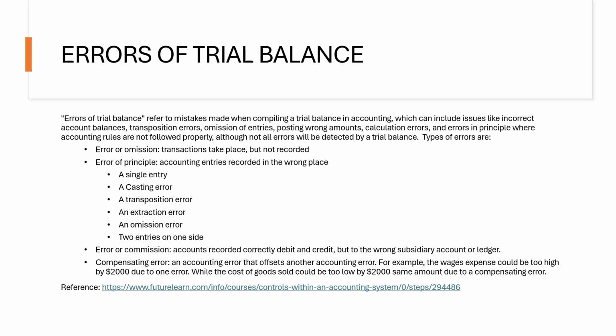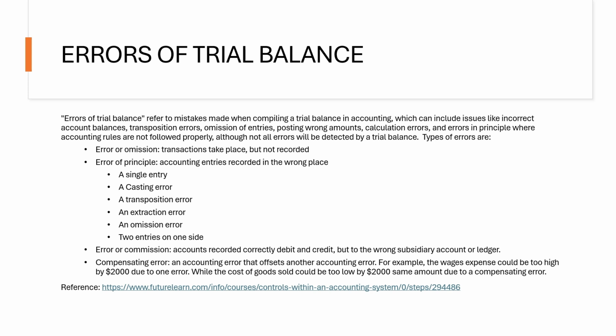Types of errors are errors of omission. These are transactions that take place but are not recorded. Errors of principle. Those are accounting entries recorded in the wrong place, for example, using single entry, casting error, and transaction error, two entries on one side, and so on. Errors of commission: accounts recorded correctly, debit and credit, but to the wrong subsidiary account or ledger. Compensating errors are those accounting errors that offset another accounting error. Like I mentioned earlier, two errors make it right.